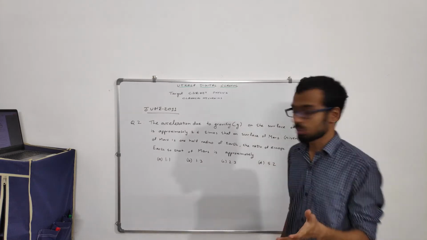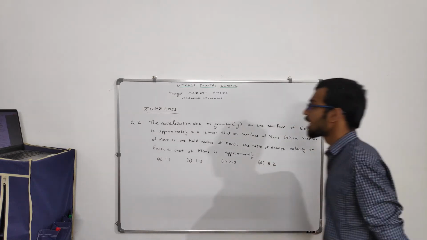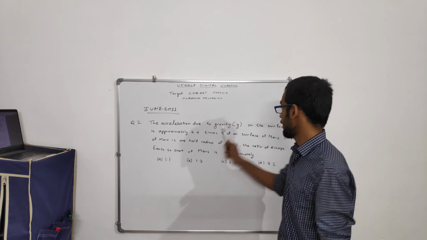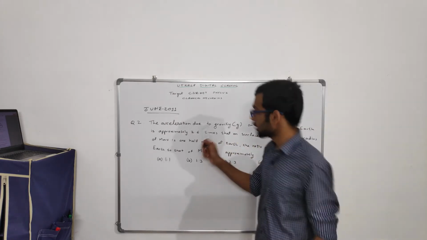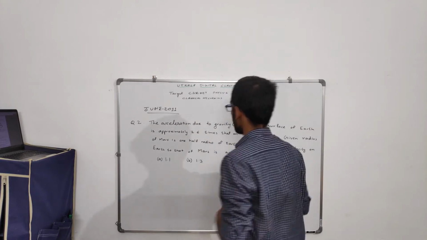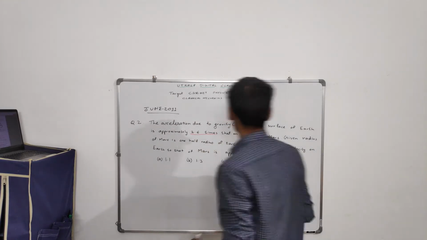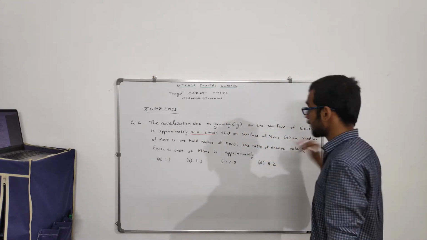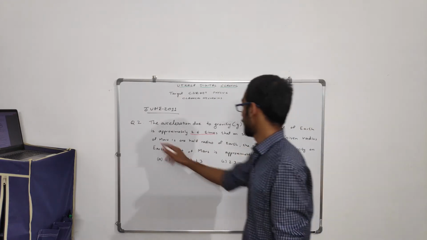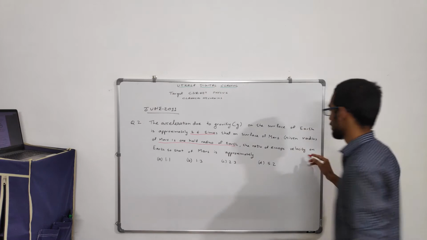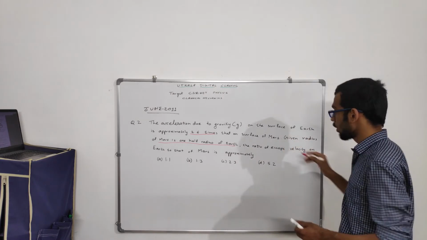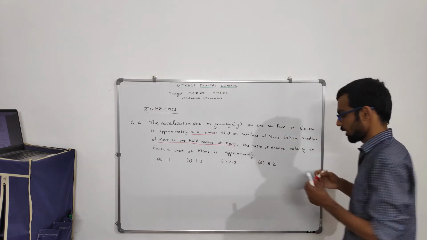Guys, let's get to our next question. The next question is: the acceleration due to gravity g on the surface of Earth is approximately 2.6 times that on the surface of Mars. Given the radius of Mars is 1/2 the radius of Earth, the ratio of escape velocity on Earth to that of Mars is approximately.